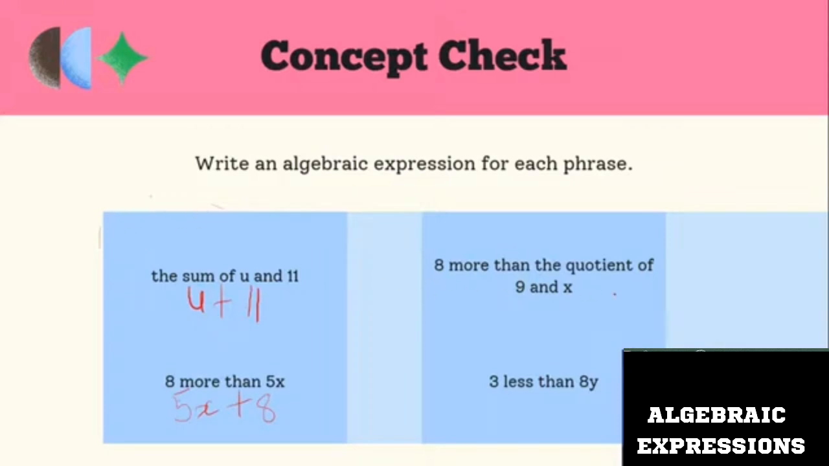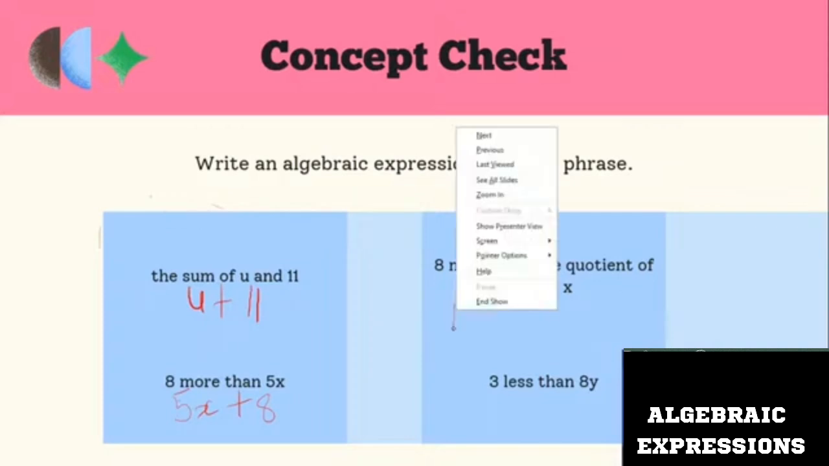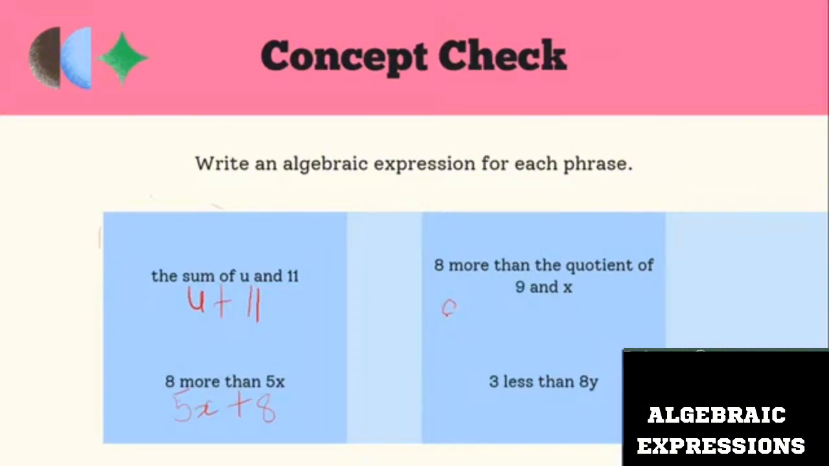8 more than the quotient of 9 and x. So let's start with the quotient of 9 and x. The quotient of 9 and x is 9 over x. And for the other number, 8 more, we're going to add 8. Okay, so then 3 less than 8y. So 3 less than 8y means the number is 3 from 8y, so it will be 8y minus 3. I hope you got that one right.